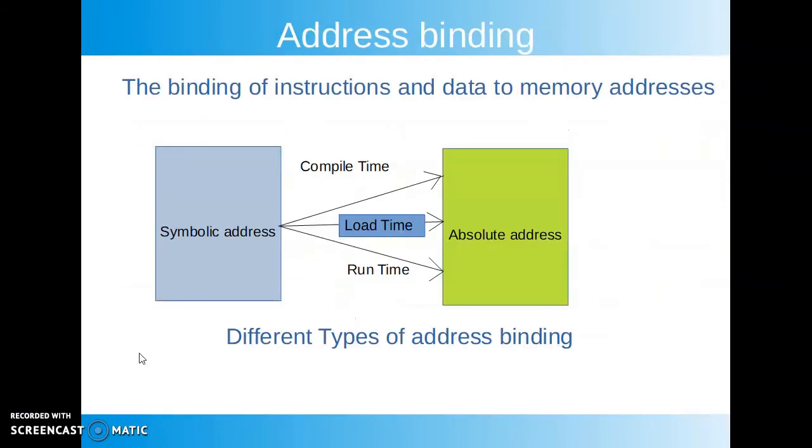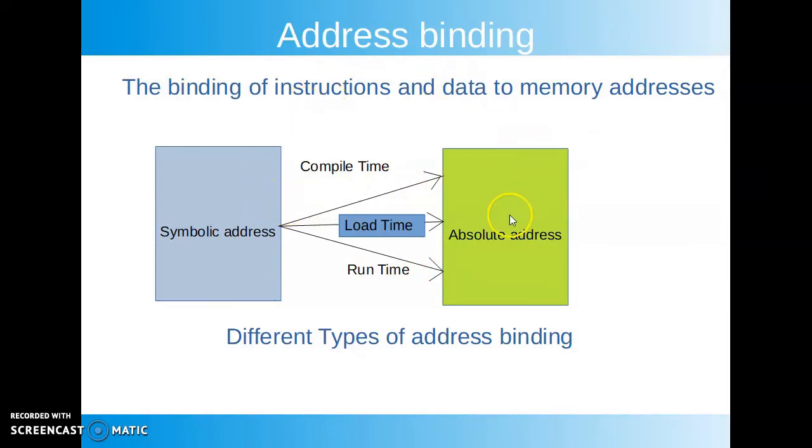Moving on to address binding schemes. First of all, what is address binding? It is the binding of instructions and data to actual memory addresses. Symbolic addresses are created when programs are written by users. Then it is the responsibility of underlying software or the operating system to convert these symbolic addresses to actual addresses or absolute addresses where they will be stored finally and from where they will be executed.